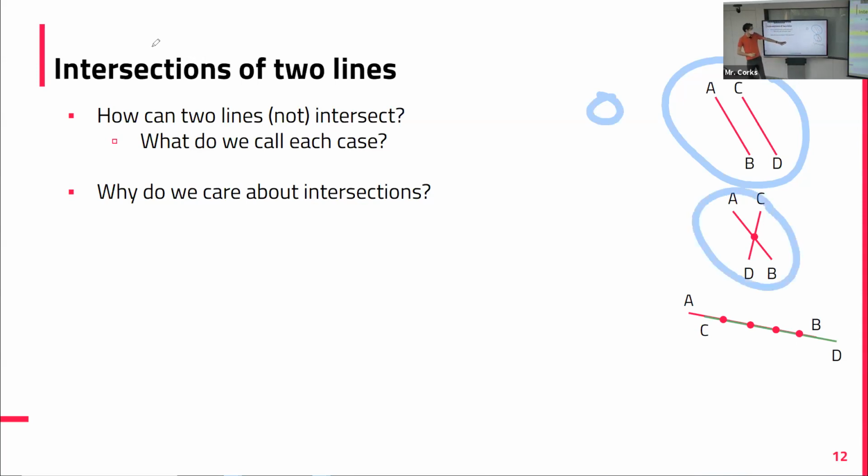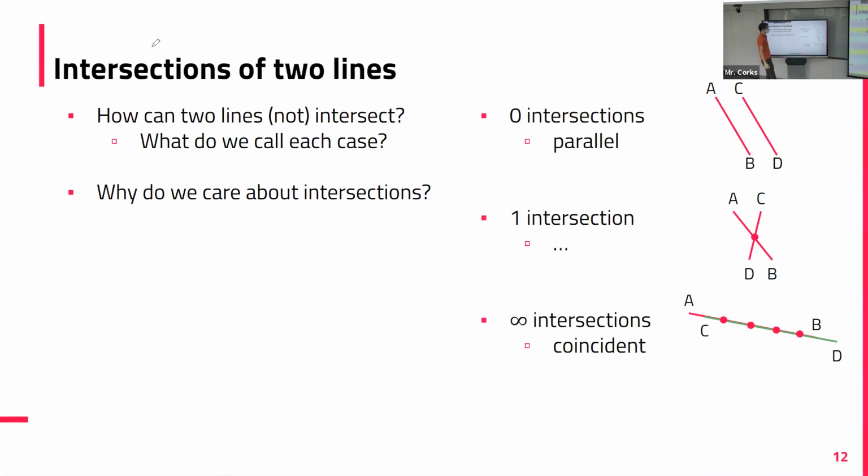Second case, they could be perpendicular, but in this case, this is just intersecting. Perpendicular is a separate thing. We'd have to look at the slopes, but we can just see, okay, 1 point of intersection. And our last case, okay, so infinite number of points of intersection. What's the name for this? Right, coincident lines. So those are the 3 possibilities.